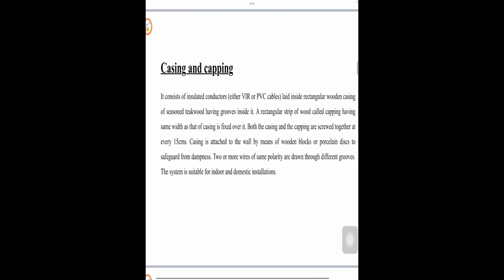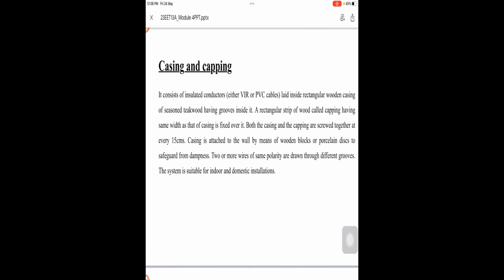Casing and capping consists of insulated conductors, made up of either VIR or PVC cables. They are laid inside a rectangular casing, which in earlier days was made of wood; nowadays plastic material is used. Casing of seasoned teak wood was used, having grooves inside it. A rectangular strip of wood called capping was fixed, both of the same width, fixed in such a way that one runs on the other.